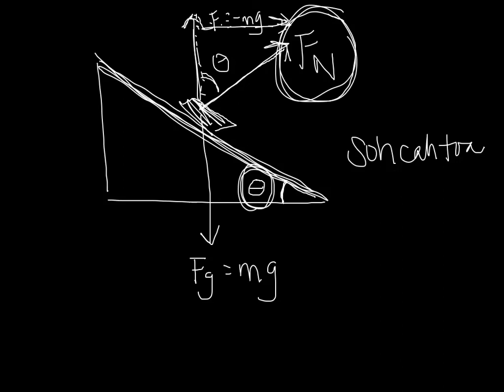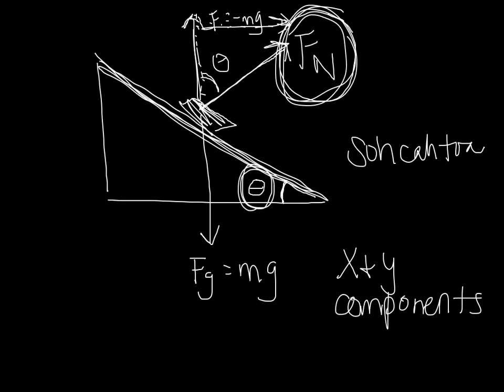So what's important about vectors, that we've kind of been doing this, but just to be explicit, is that we have x and y components. So anything that has an angle like this normal force has x and y components. So our y component would be this force that is exactly equal and opposite of the gravitational force, and our x component would be a portion of that normal force.